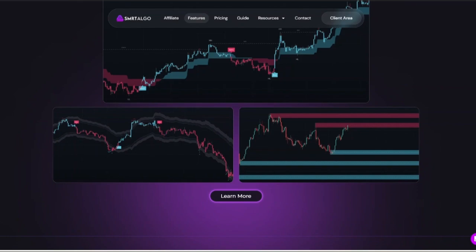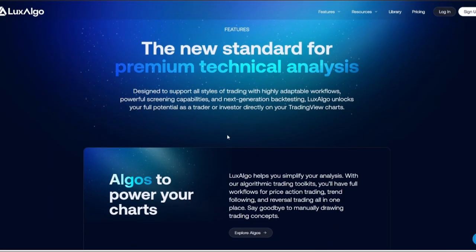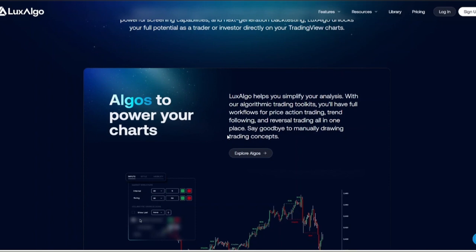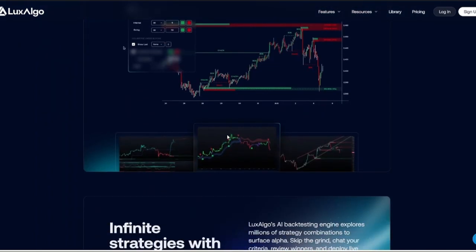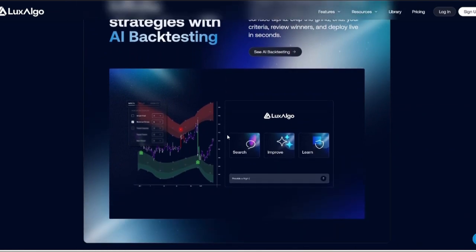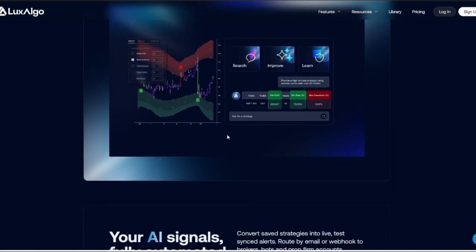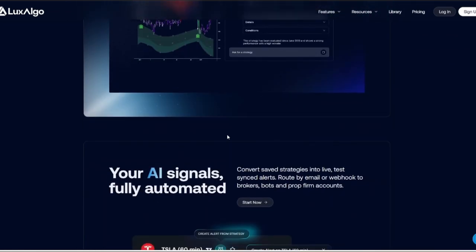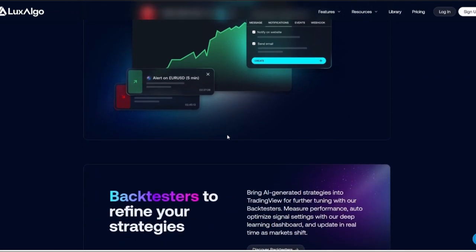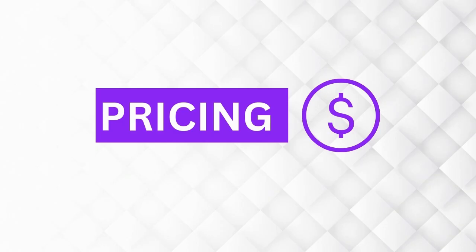How about LuxAlgo? Advanced algorithmic signals on TradingView, AI strategy builder and backtesting tools are available, precision alerts via email or webhook. There's also support for automation platforms, institutional grade overlays, real-time entry and exit signals, and configurable across markets and time frames. So what is the pricing of each of the platforms like?